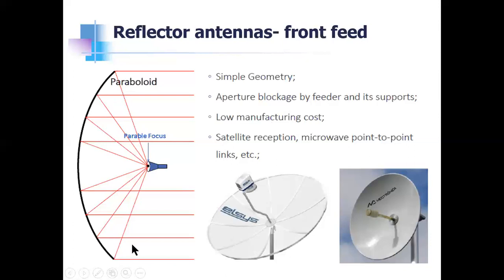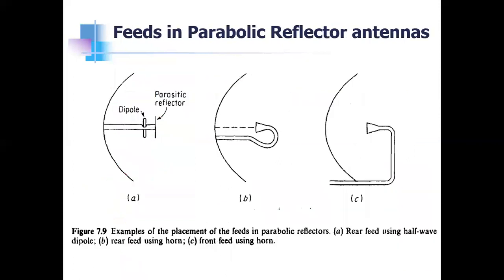There are other examples for the placement of these feeds in a parabolic reflector. Let us see. So this is the figure in your textbook. Let us see one by one. The first figure you see here is a simple half-wave dipole with a parasitic reflector. This directs most of its energy towards the antenna aperture, and it can be used as a feed for the paraboloid. Now, why do we place this parasitic reflector?